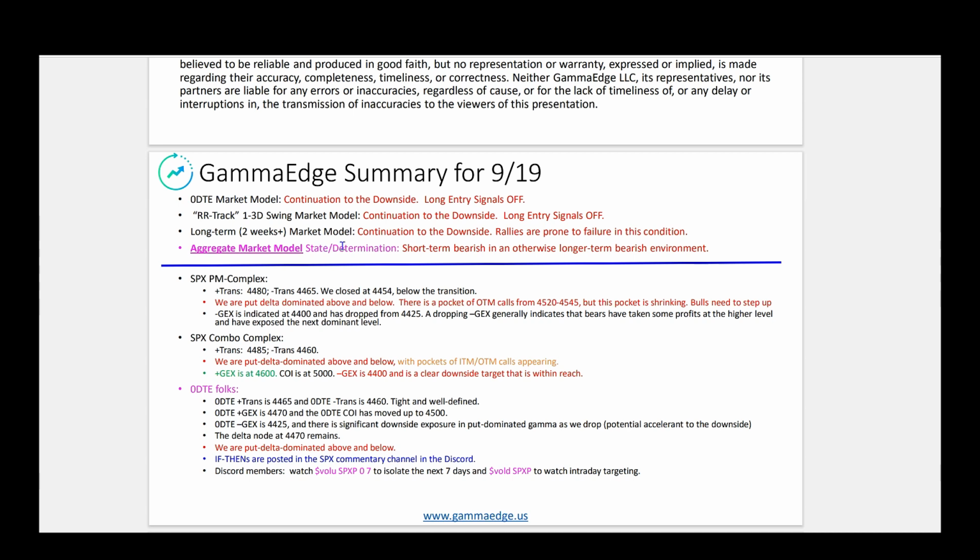We saw accelerated selling into the close yesterday. So again, tick continues down until we see a significant change back to the upside. We continue with the bearish bias to the downside. PM complex, combo complex, and zero DTE are all labeled out there for the commentary. Make sure you understand where we're at within the overall structure and transition and the levels that we'll be looking at. We'll go ahead and jump right into the PM complex.